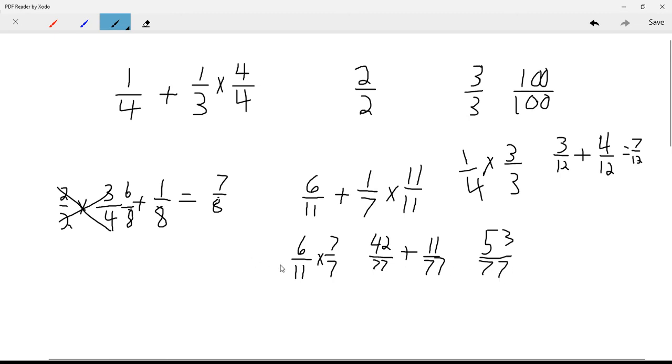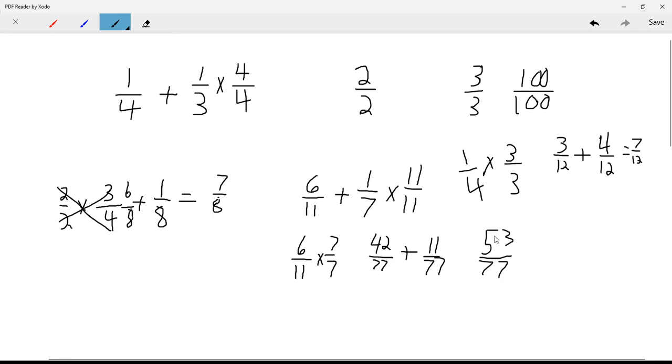So if you're trying to find a common multiple, and you don't know any off the top of your head, you can always just multiply the two denominators together, and it will give you a common multiple, and then you can do the problem.